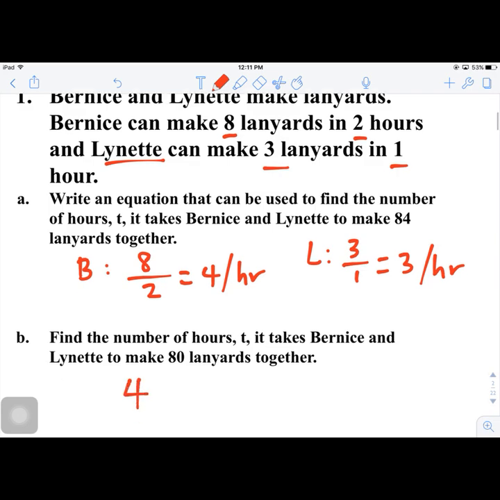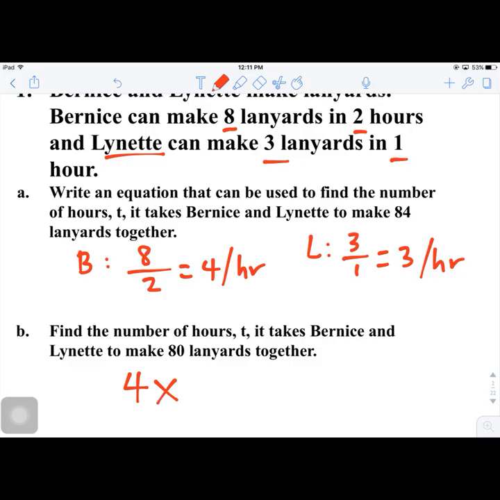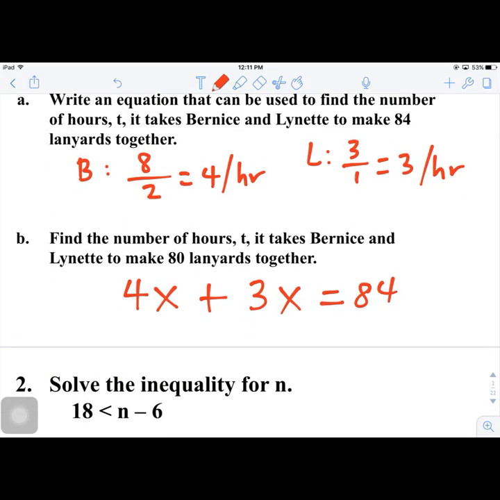4 for Bernice times the number that she makes plus 3 for Lynette times the number that she makes is equal to 84. And then we're going to solve for the variable. So we have a total of 7x, which is 84, and therefore x equals 12.